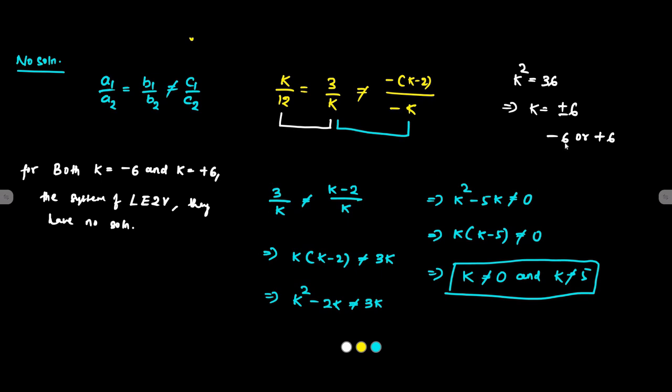So here you should not directly write that k is equal to minus 6 or plus 6. You have to match it with the second part as well, which is we have to compare a1 by a2 is equal to b1 by b2, and also b1 by b2 is not equal to c1 by c2. So all the conditions should be satisfied. From the first we got the possible values of k as minus 6 and plus 6. Then from the second condition, b1 by b2 is not equal to c1 by c2, we found that in either case, k equal to minus 6 or plus 6, it is not equal to 0 and not equal to 5. So both are satisfying. So for both minus 6 and plus 6 values of k, the system of linear equations in two variables will have no solution.